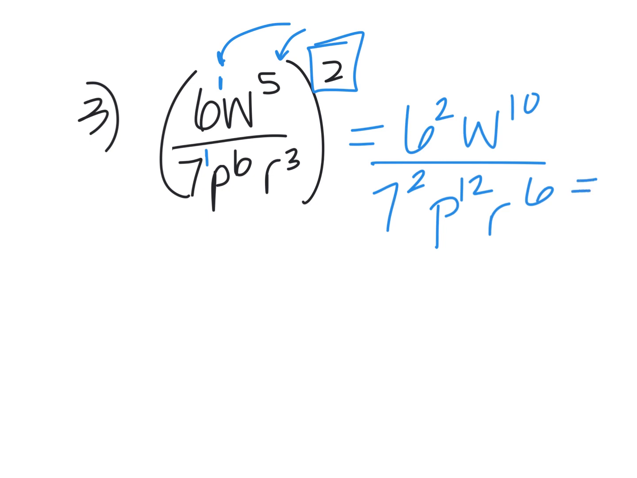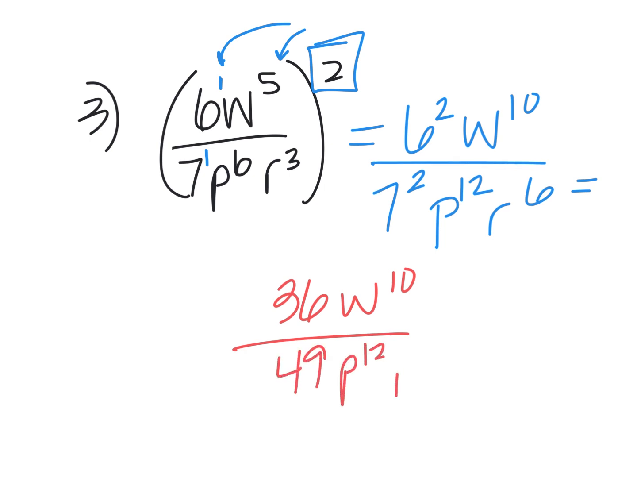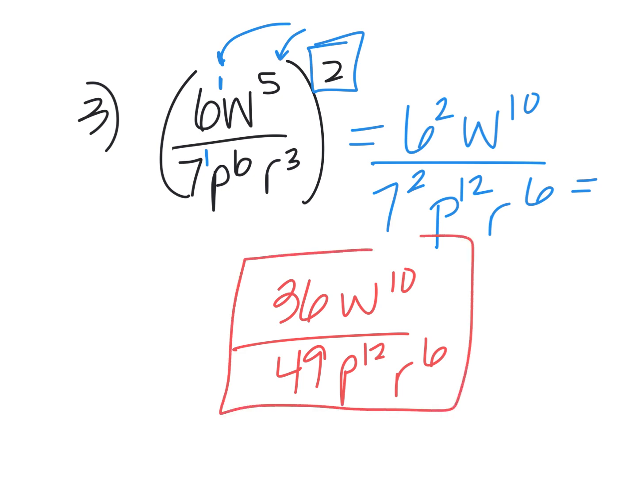Then we're going to simplify. So let me get a different color. 6 squared is 36. w to the 10th. 7 squared would be 49. p to the 12th. r to the 6th. And then we are going to leave it like that because it can't be simplified anymore.